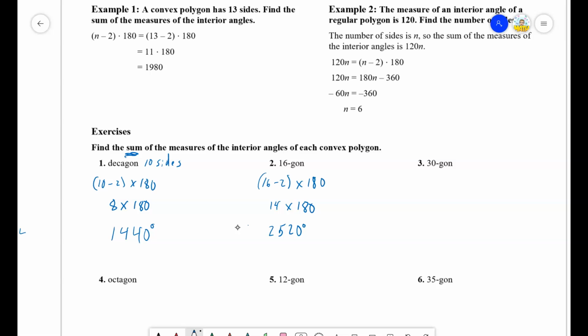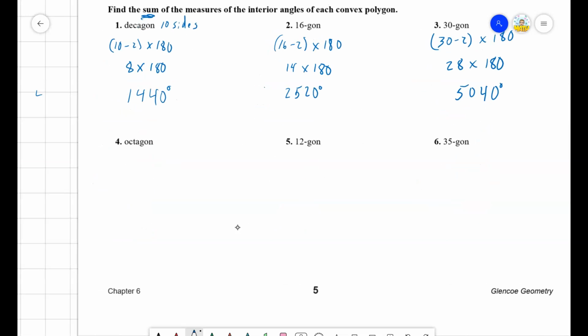Okay. If my polygon had 30 sides to it, this would be 30 minus 2 times 180. That means we'd have 28 triangles in that polygon, and 28 times 180 is 5,040 degrees. Octagon, 8 sides. So this is 8 minus 2 times 180, which is 6 times 180. Again, we let the calculator do the work for us at that point, and that's 1,080 degrees.